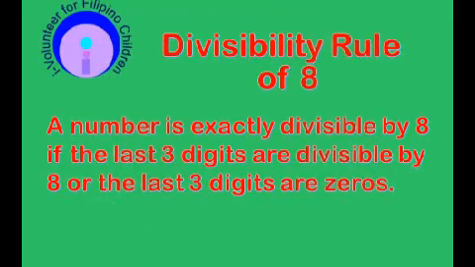Divisibility rule of 8. A number is exactly divisible by 8 if the last three digits are divisible by 8 or the last three digits are zeros.